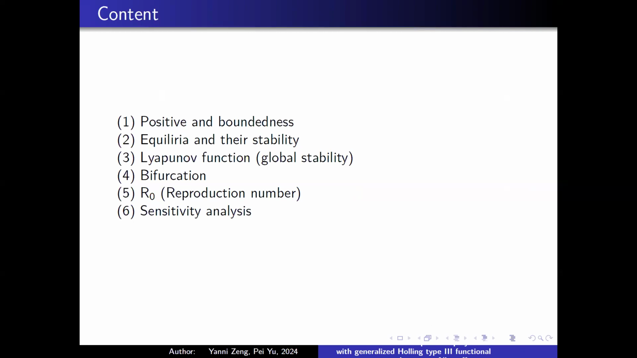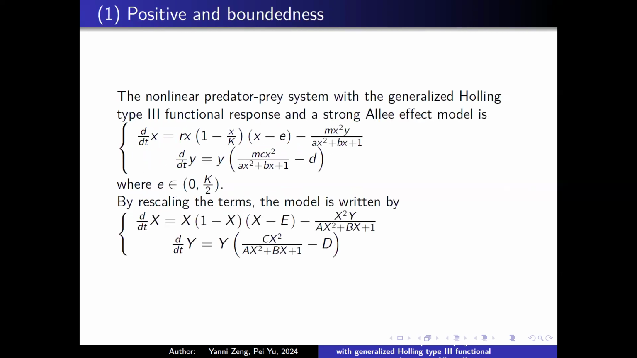It's also new to me, and I will summarize some mathematical relations in this paper. In this paper, they discuss a predator-prey system with a general Holling type III functional response and a strong Allee effect. Of course, we also have a weak Allee effect model. What does this mean? We will discuss later.